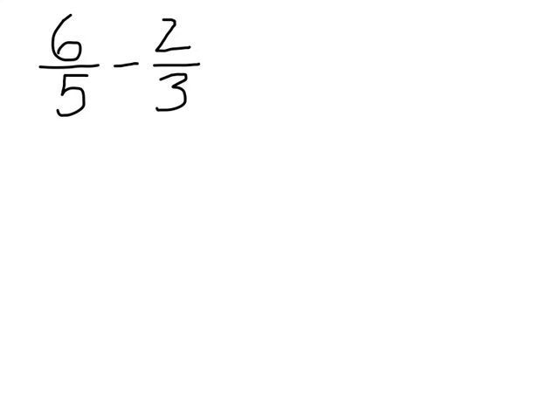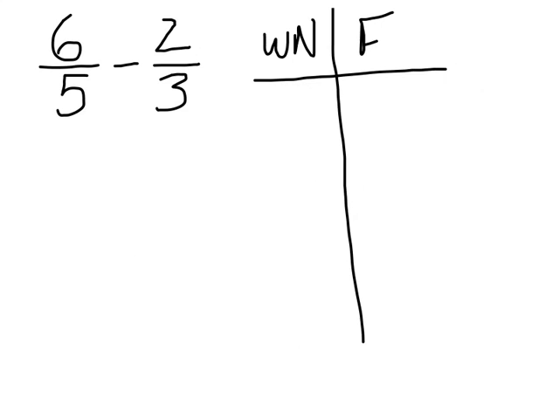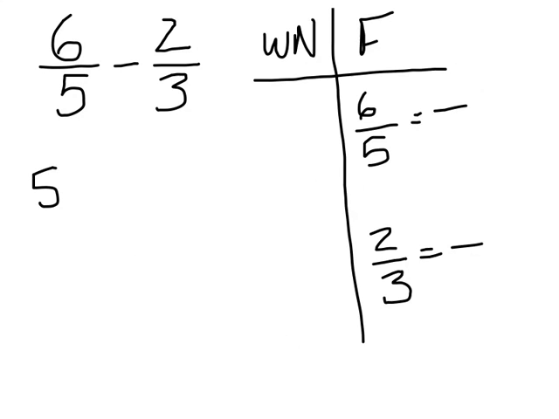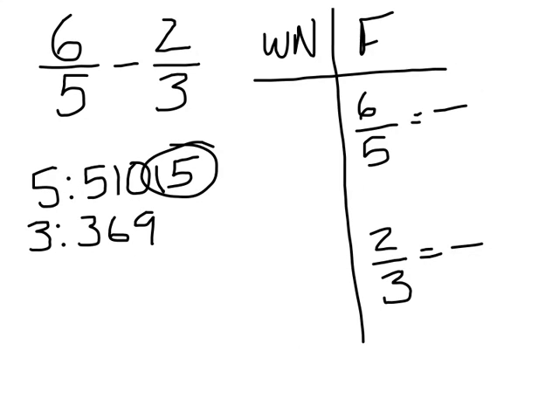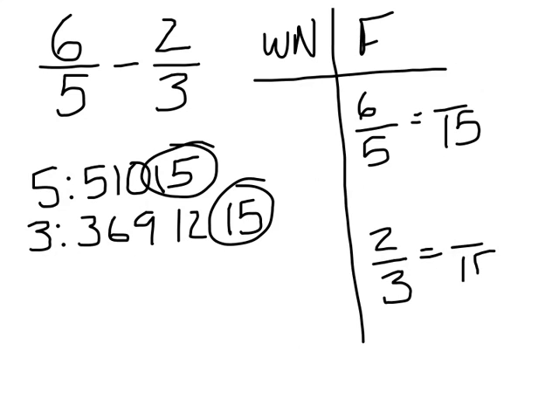Let's do another example. This time I've got an improper fraction to subtract. 6 over 5 minus 2 over 3. I'm going to start by drawing my t-chart and putting my fractions in. The same way that I did last time, I need to find my least common denominator. Do that now. What's the least common denominator of 6/5 and 2/3? It's 15. 15 is the smallest number on both lists. So I need to change each of these fractions so that the denominator is 15.